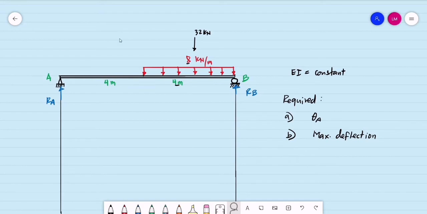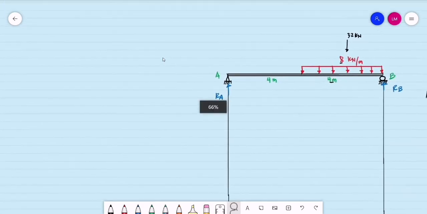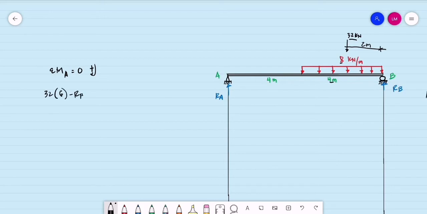Okay, so to start our solution, we need to first compute the support reactions. So we may do the summation of moments at A equal to 0, assuming clockwise moments to be positive. The resultant of this uniformly distributed load is 32 kilonewtons, and it is acting midway of the distributed load, that is at a distance of 2 meters from B. So we have 32 multiplied by 4 plus 2, we have 6, minus the reaction at B multiplied by 8 equal to 0.